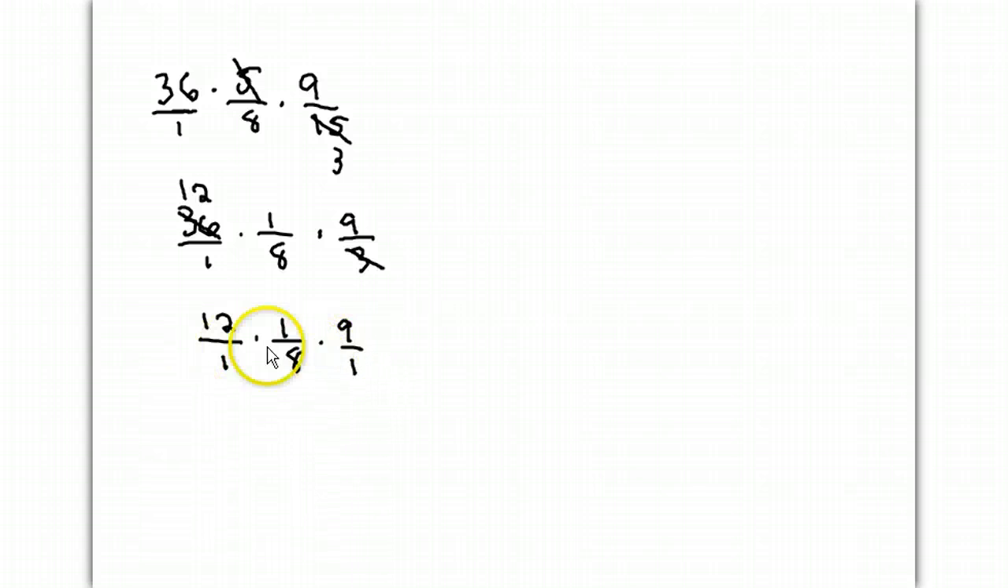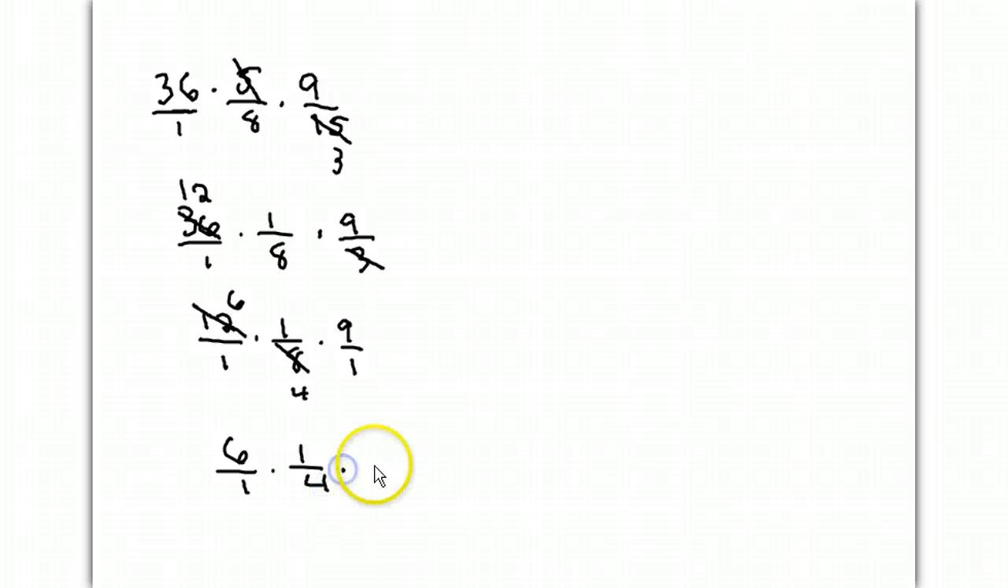And so before I even multiply, 8 is an even number, 12 is an even number, so they both can be divided by 2. So if I divide 12 and 8 by 2, 2 goes into 12 6 times. 2 goes into 8 4 times. So what I have is 6 over 1 times 1 over 4 times 9 over 1. And then you just keep trying to reduce.